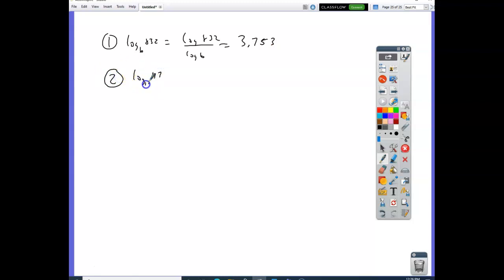Log base 11 of 47 equals log of 47 over log of 11. 11 to the what power gives me 47? That's easy enough. Log of 11. And I get 1.606. Anybody not with me?